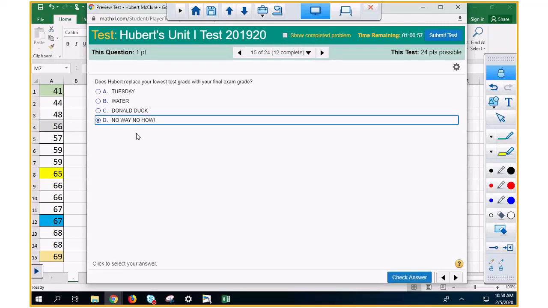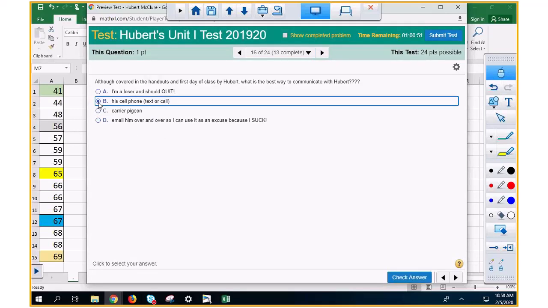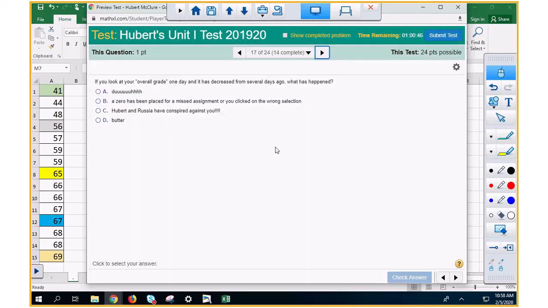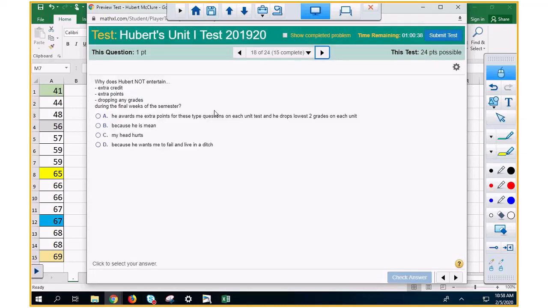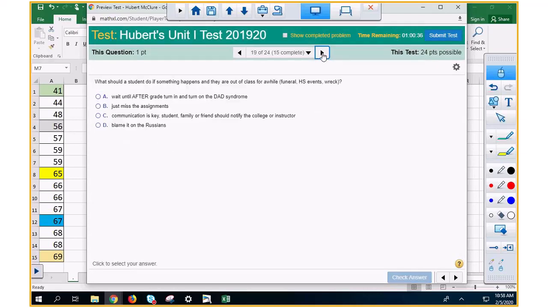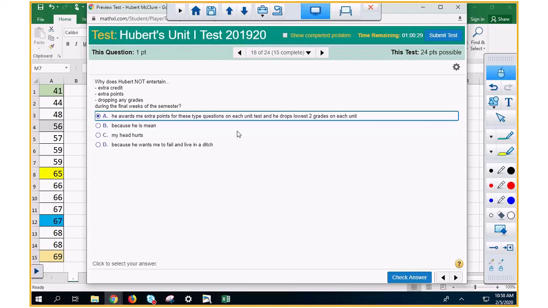Next. Does Schubert replace your lowest test grade with the final exam? There's only one answer. No. What's the best way to communicate? Cell phone. Email him a week after grade turn-in. That works really well. That usually gets you a quick response. B, a 0 has been placed. I do not do extra credit at the end of the semester because I'm mean and I don't like you.